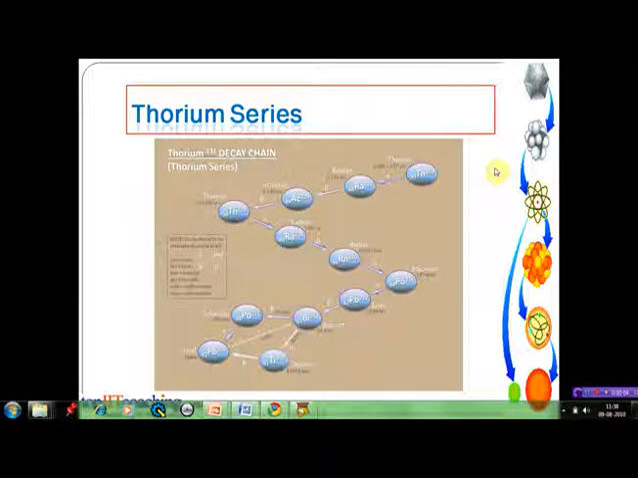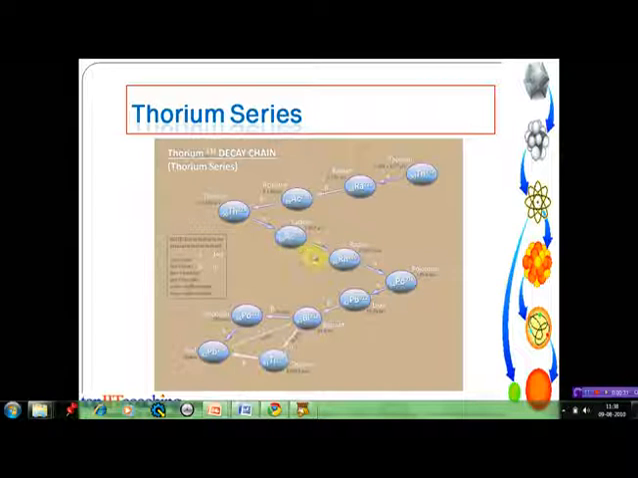This is a diagrammatic representation of the Thorium series, that is the first 4n series we were talking about. The starting isotope, as you can see, is Thorium-232. It emits an alpha particle and gets converted into Radium-228, which then emits a beta particle to form Actinium-228. It emits a beta particle and forms Thorium-228, which gets converted into Radium-224 by emitting an alpha particle.